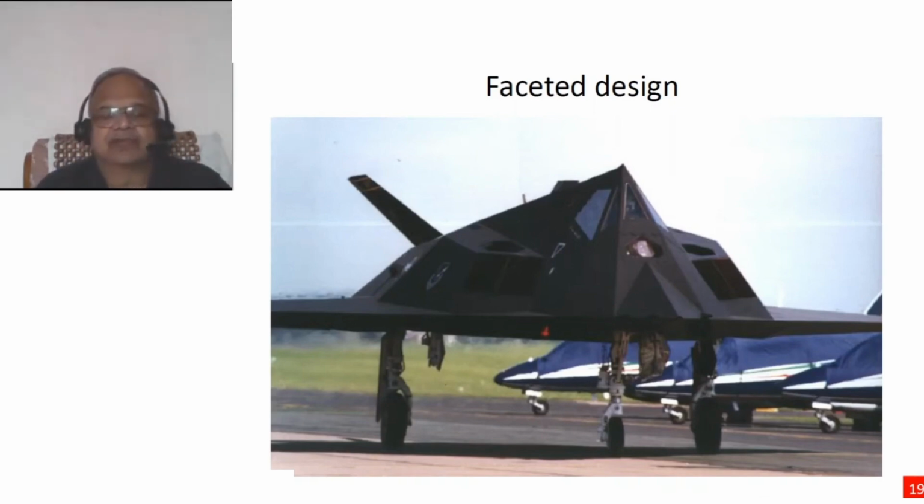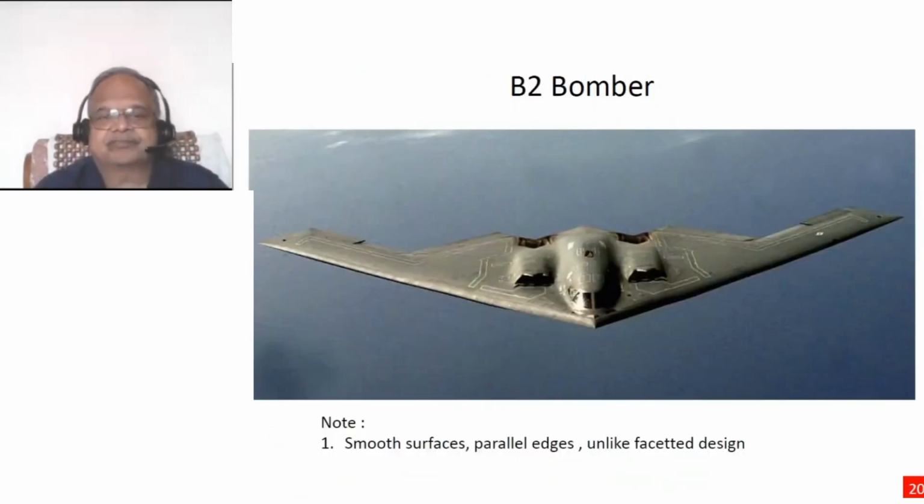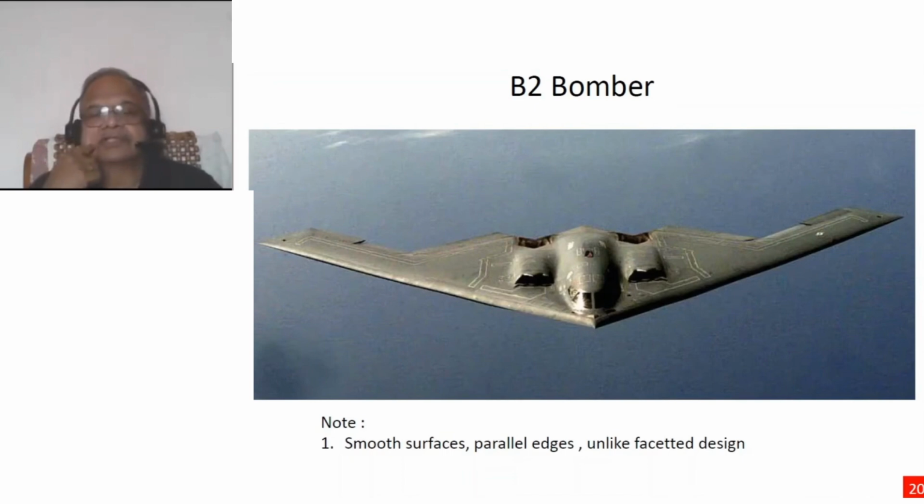Why this is so, we will briefly talk about a couple of slides down the line. The other type of design, as I mentioned, is smoothly curved things. If you look at this B2 bomber, observe the smooth surfaces and also the parallel edges, both the trailing edge and the leading edge. But also, as before, see the air intakes which are on top of the wing.